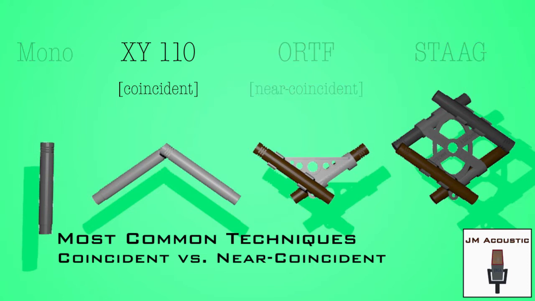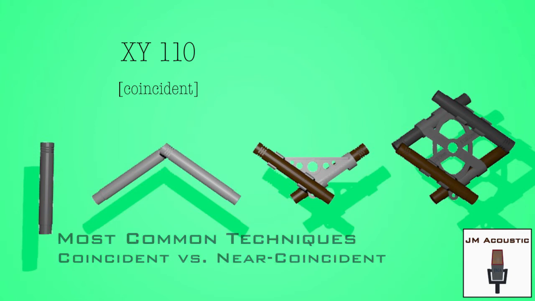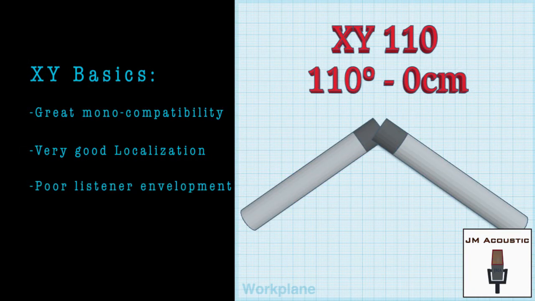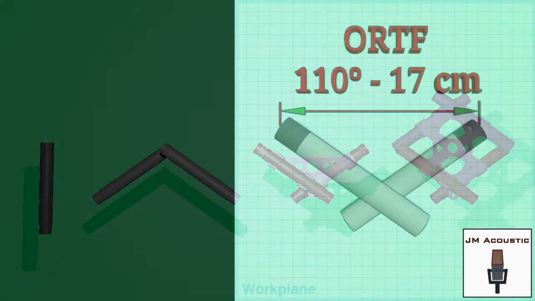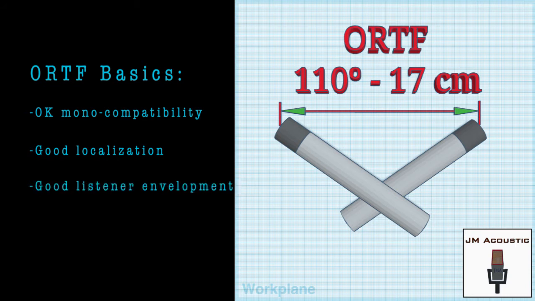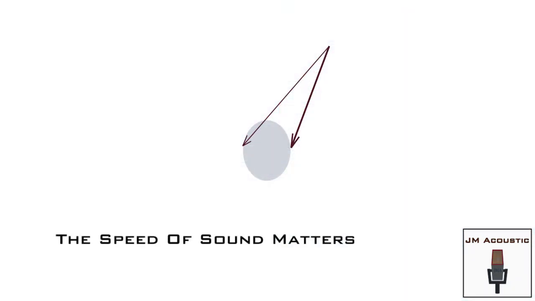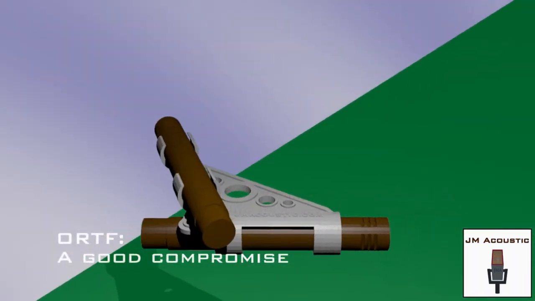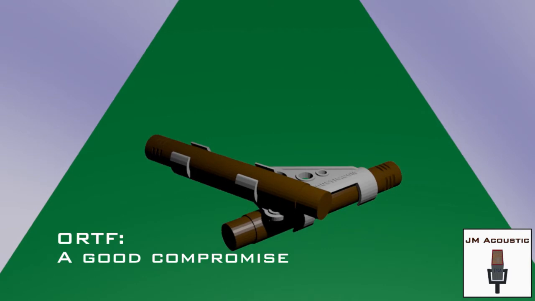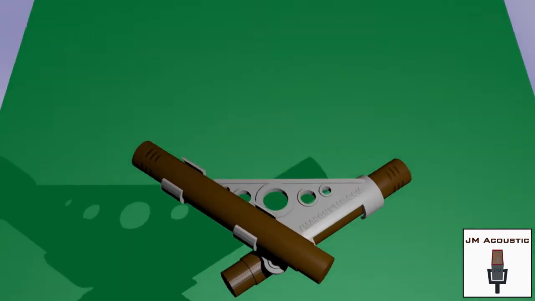XY coincident recording places 2 directional microphones as close together as practically possible, and relies on loudness differences between the 2 mics. XY offers the listener a good sense of localization, but not a great sense of space. ORTF near coincident technique moves the microphone capsules 17 centimeters apart to capture time arrival differences. 17 centimeters is roughly the width of the human head. Those time arrival differences translate to a much greater sense of spaciousness for the listener. Most engineers agree that ORTF offers a good compromise between mono compatibility, stereo localization, and perceived spaciousness.